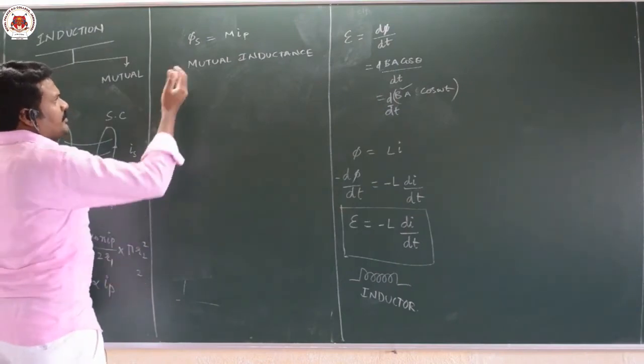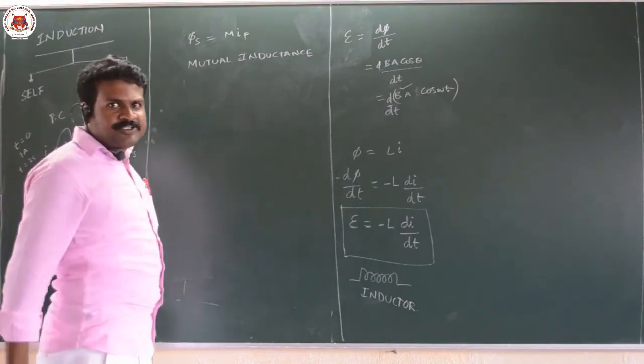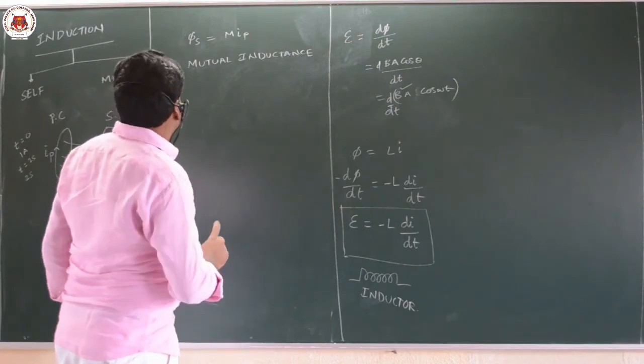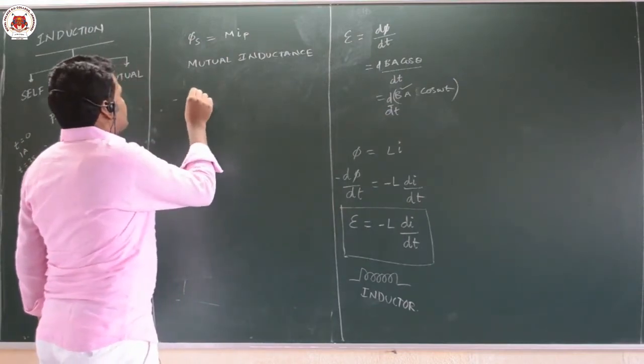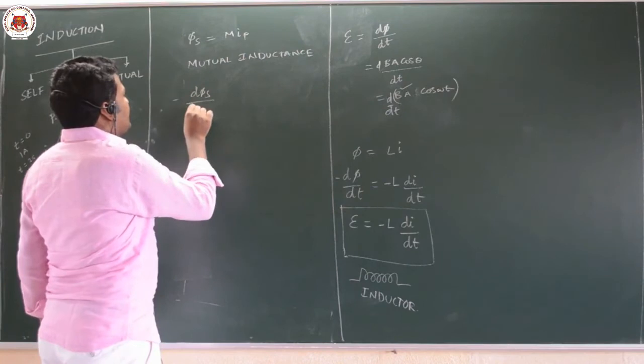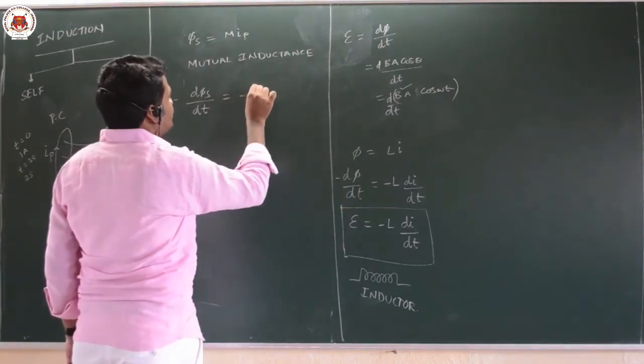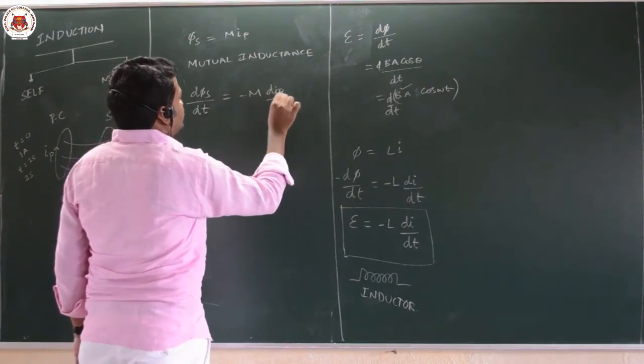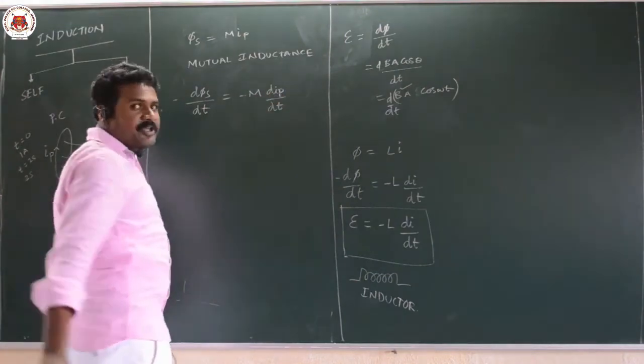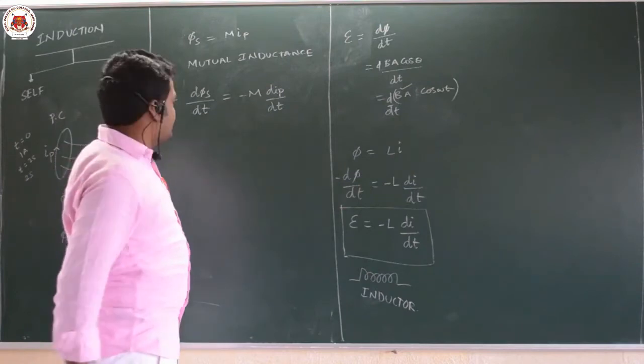Now, we can derive the formula for mutual inductance. Before that, we will derive the formula for EMF. EMF is equal to minus d phi s by dt, that is equal to minus M into dIp by dt. If you change current in primary, EMF is developed in secondary.